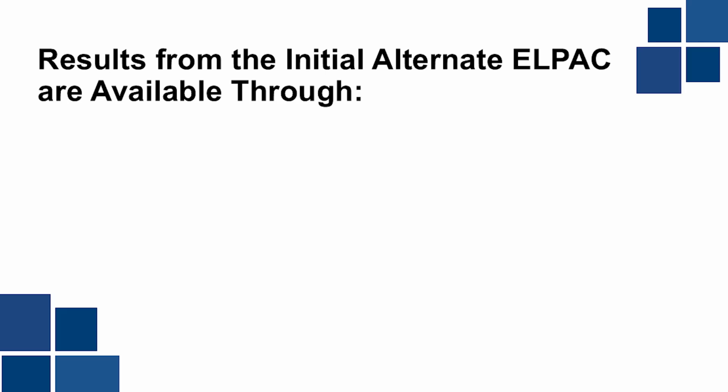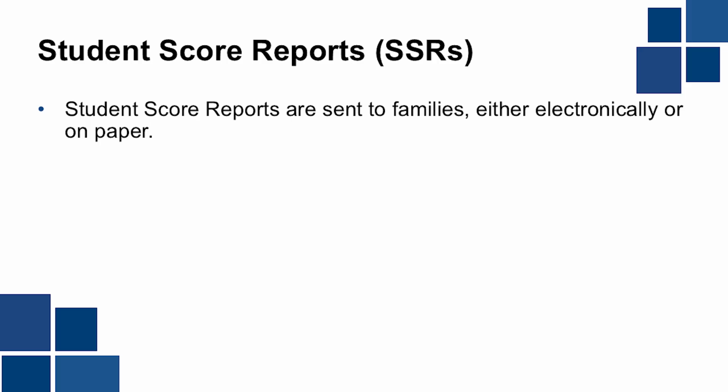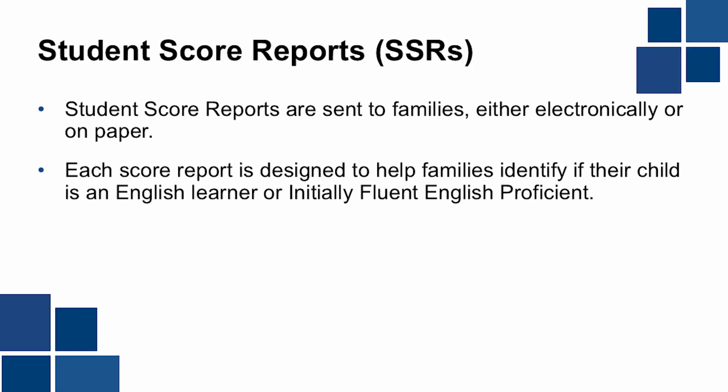Results from the Initial Alternate ELPAC are available through the Student Score Report, or SSR, and the Test Results for California's Assessments website. Let's look at each of these sources. Families get access to their student scores through the Student Score Reports, which are sent to families either electronically or on paper. Each score report is designed to help families identify if their child is an English learner or initially fluent English proficient. Identifying students who need help learning in English is important, so students get the support they need to do well in school while receiving instruction in all school subjects.